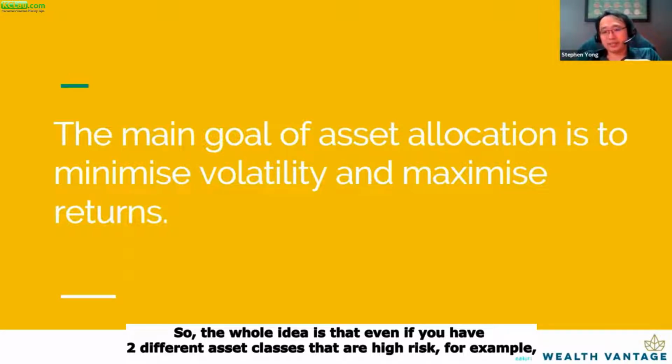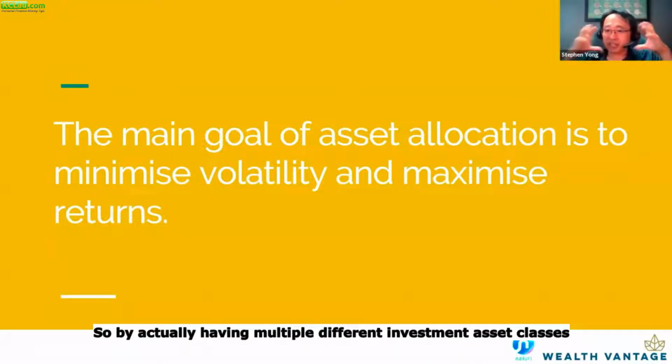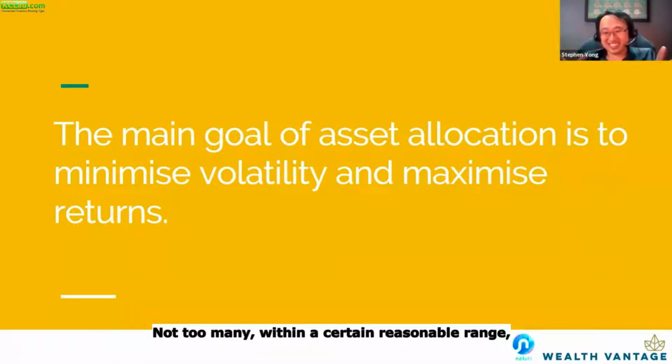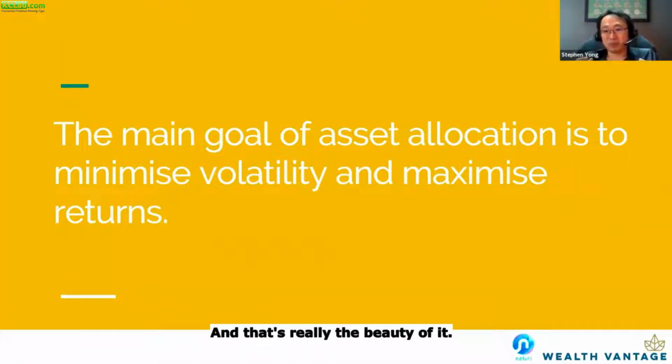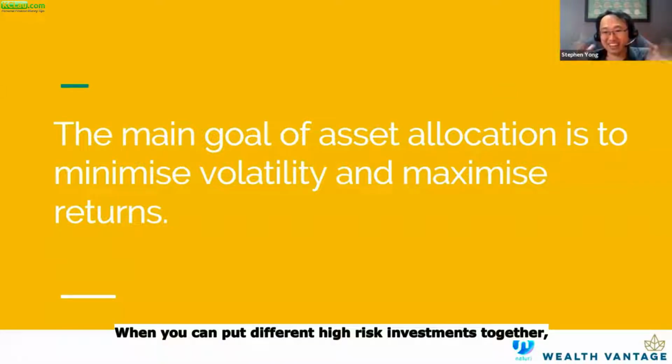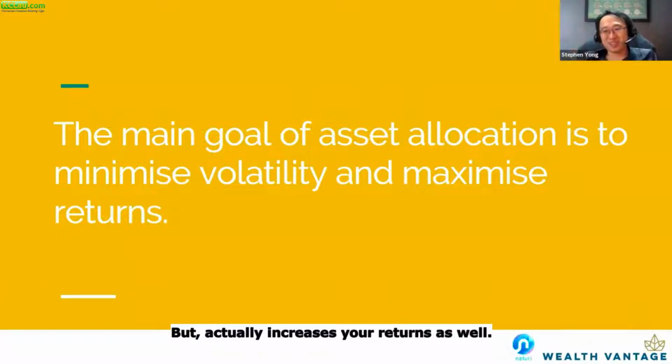So the whole idea is that even if you have two different asset classes that are, let's say, high risk, but because they have a different correlation when it comes to investment returns. By having multiple different investment asset classes, not too many, within a certain reasonable range, it would help to increase returns while reducing the volatility or the risk of your entire portfolio itself. And that's really the beauty of it. When you can put different high risk investments together, and at the same time, it doesn't increase the risk of your portfolio, but actually increases your returns as well.